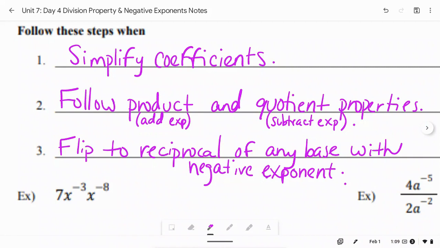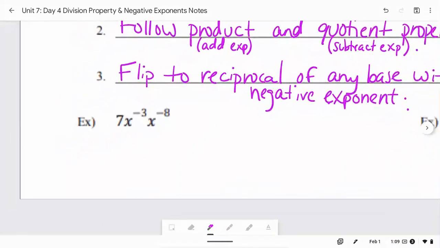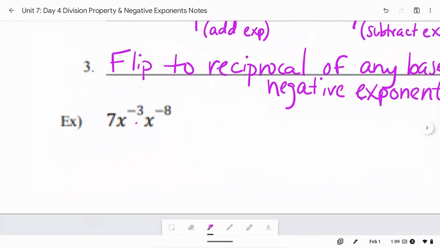Okay, so we're going to start off with some easy examples and then get into some of the more challenging ones. So for this first example, this would be a multiplication problem. And so remember, for multiplication problems, you add the exponents. And since there's only one coefficient, we're just going to bring down that 7. And then we're going to add -3 and -8 together to get x to the -11th power.